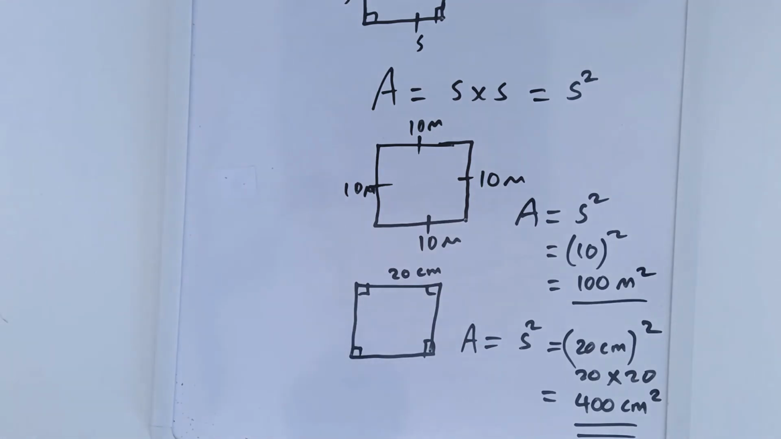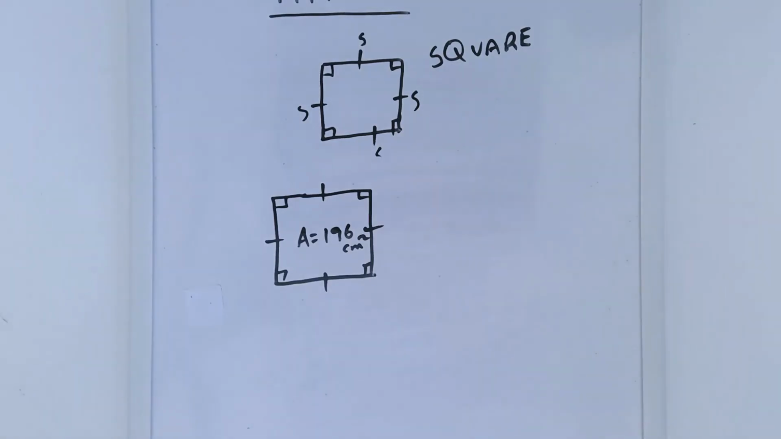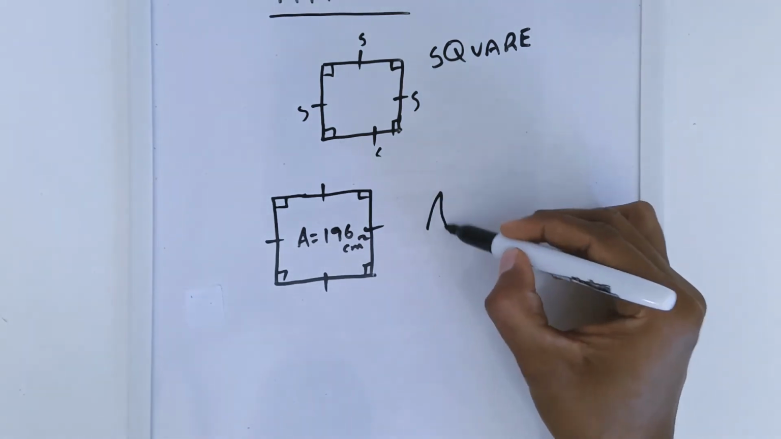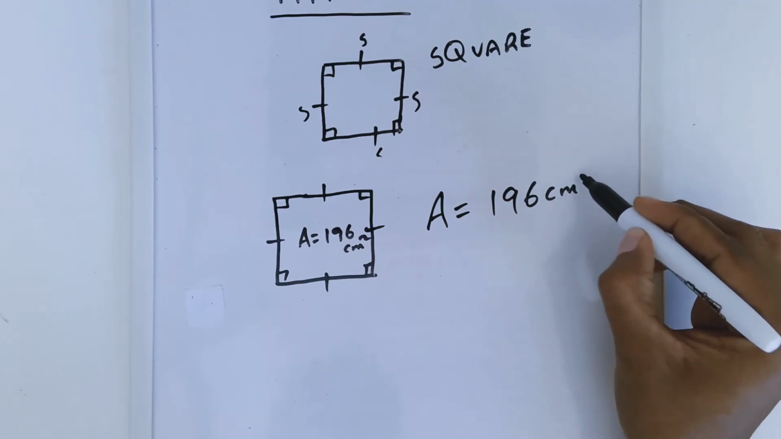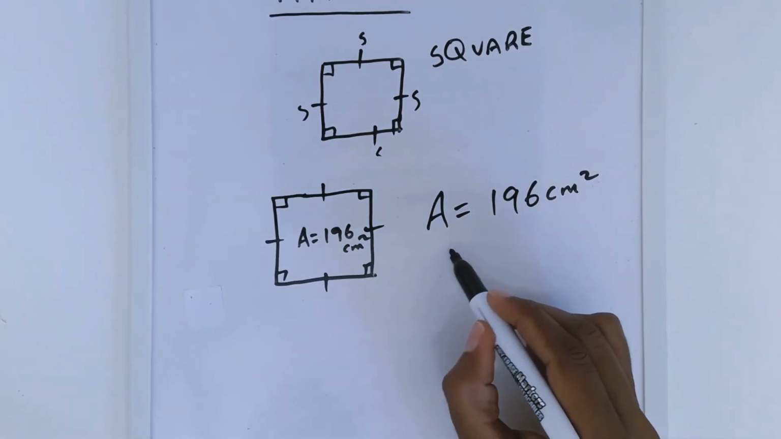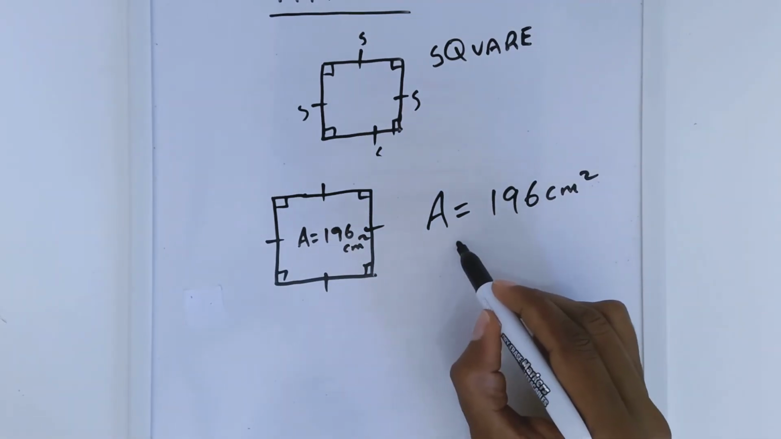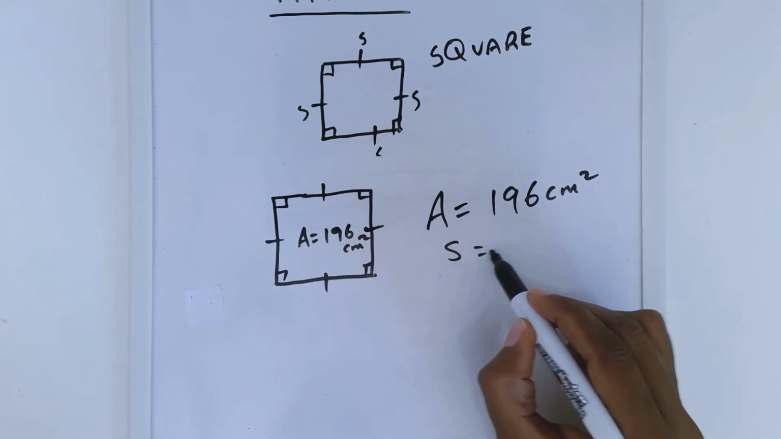So just to recap, the area of a square is side squared. Whatever the side is, you square it. To square means you multiply by itself. Also, it's possible that you are given the area of the square, which is in this case 196 centimeters squared, and you are asked to find the side of the square. What is the side?